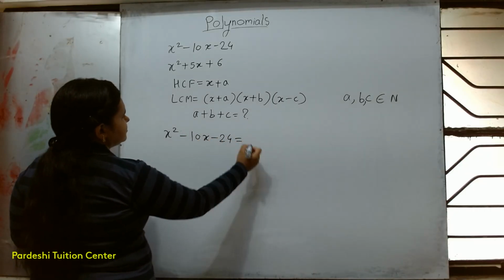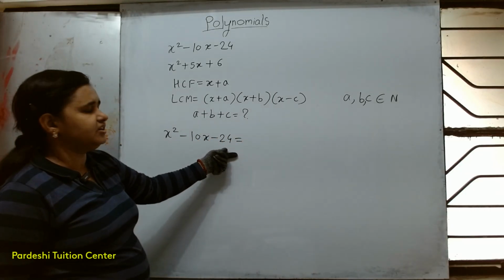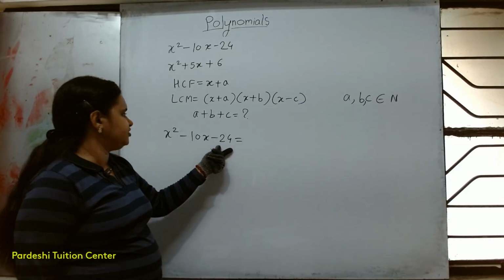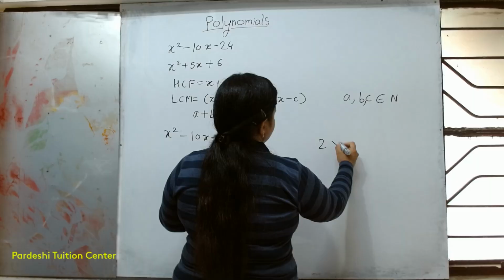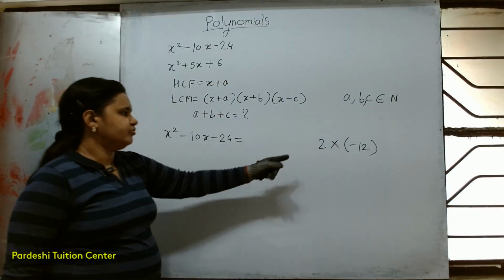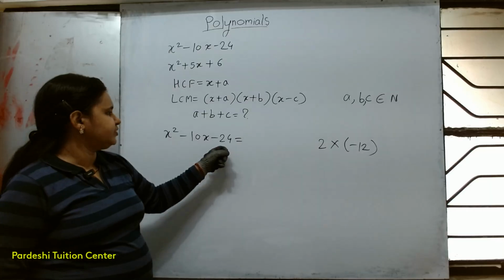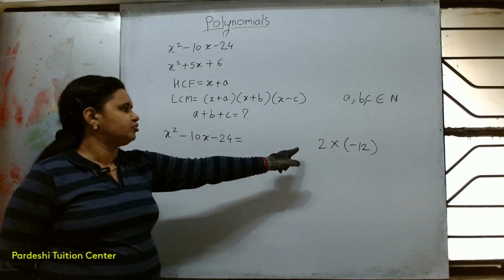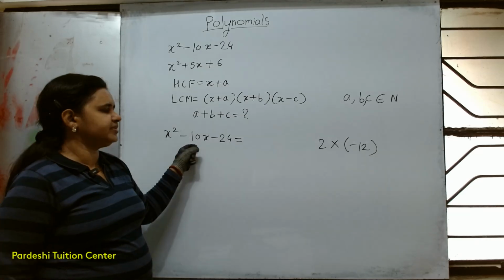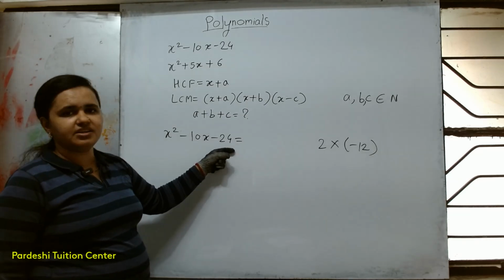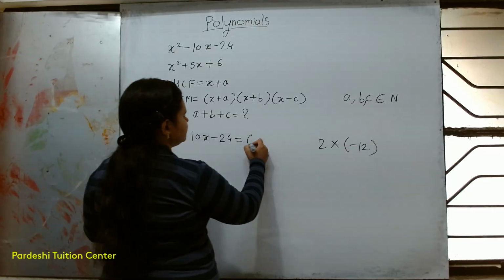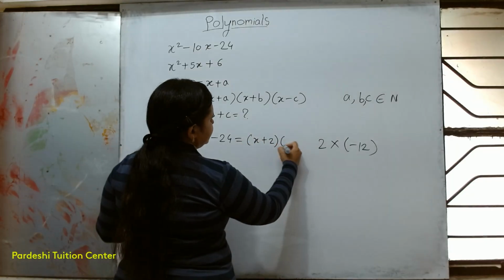Okay, so x square minus 10x minus 24. So two numbers whose multiplication should be minus 24. So they are 2 into minus 12. 2 multiplied by minus 12 is minus 24, and if we sum it up, 2 minus 12 is minus 10. Okay, so the sum is coming as minus 10 and the multiplication is coming as minus 24. So the factors are x plus 2 and x minus 12.